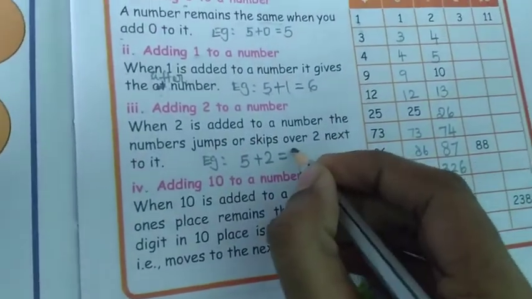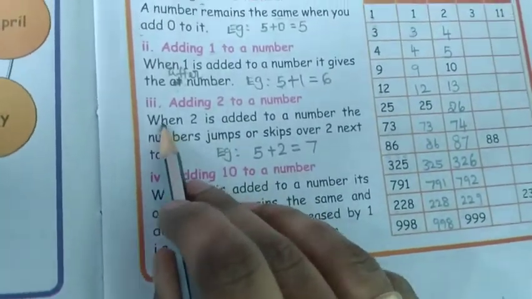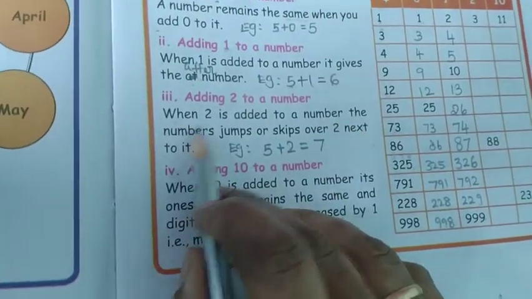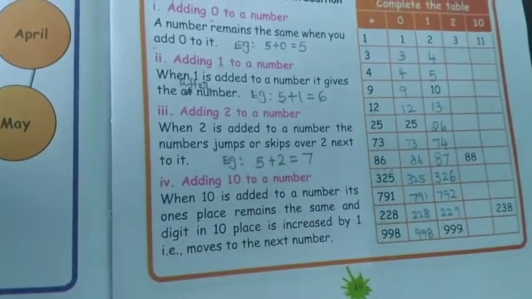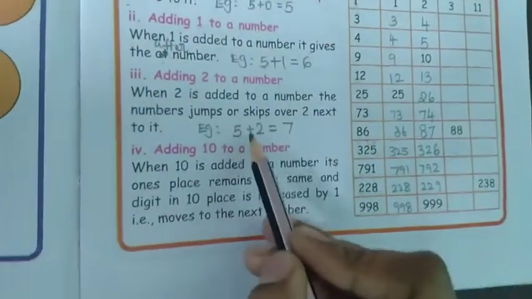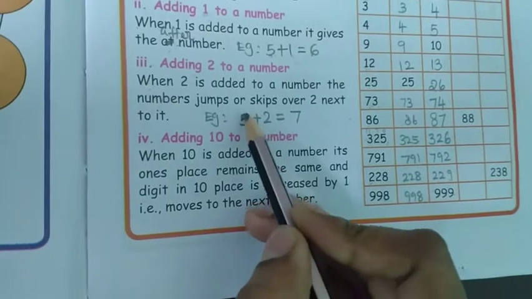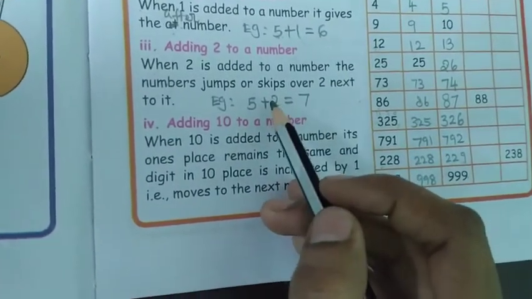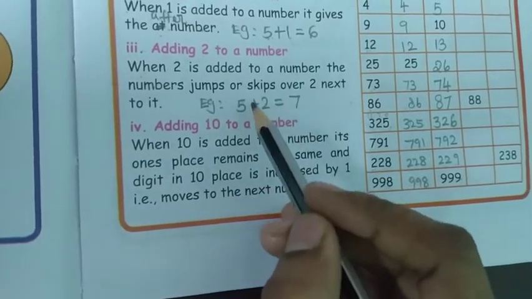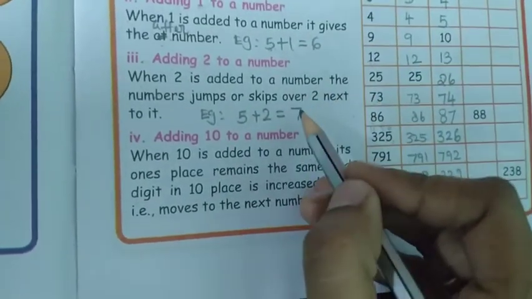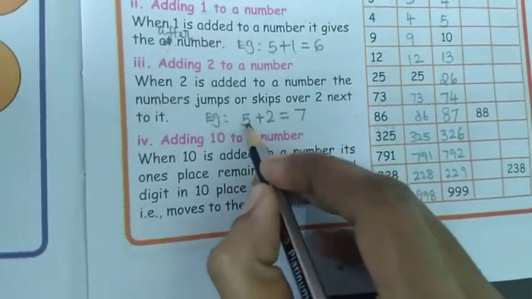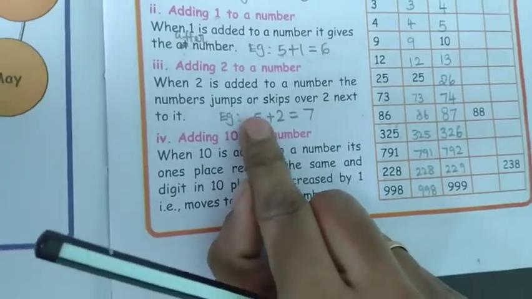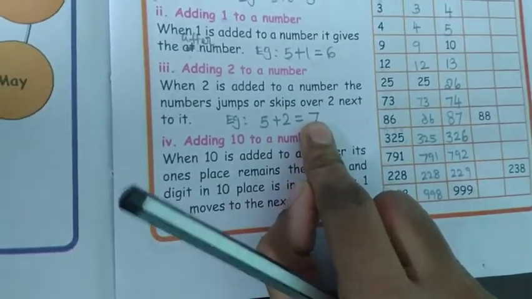Very good, 7. Now here, when 2 is added to a number, jump or skip over 2 numbers. Okay? Whenever a number is added to the number 2, it gives what? Skip over 2 next. Say 5, after 2 numbers: 6, 7. The number jumps over the 2 numbers.